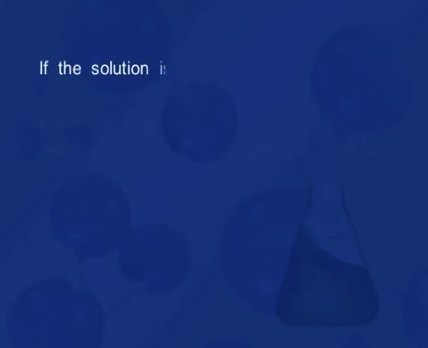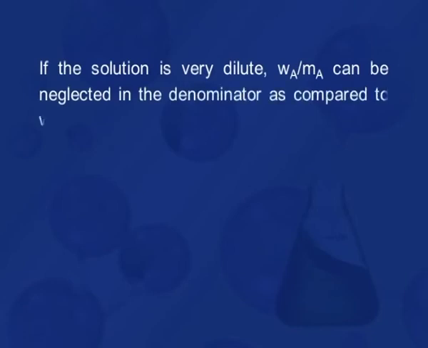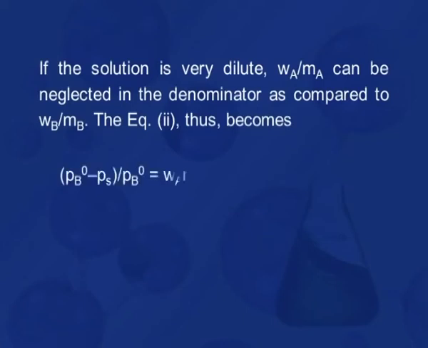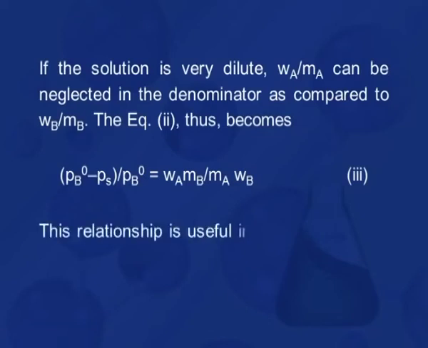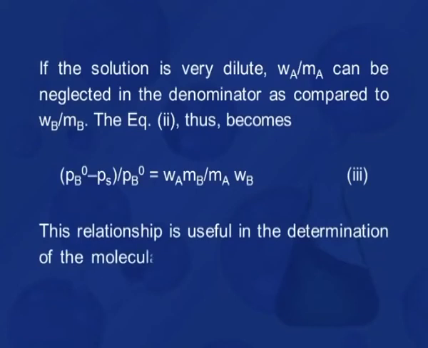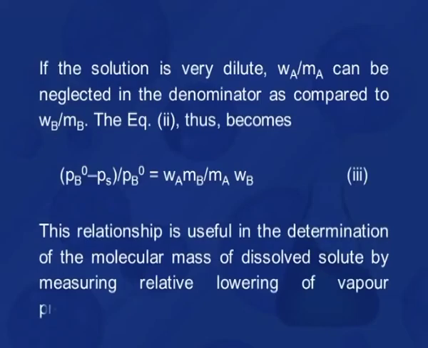If the solution is very dilute, Wa upon Ma can be neglected in the denominator as compared to Wb upon Mb. Then the equation comes out to be (P naught B minus Ps) upon P naught B equal to Wa Mb upon Ma Wb. This relationship is useful in the determination of molecular mass of dissolved solute by measuring relative lowering of vapor pressure. We can modify Raoult's law for better results.